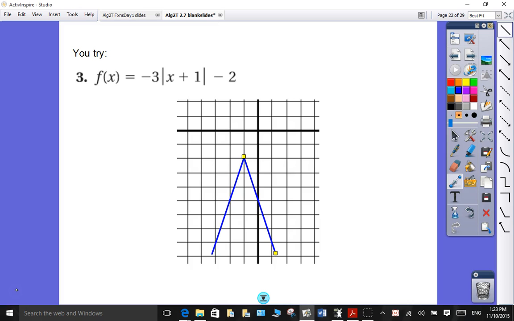So what is the shift with that plus 1? Left 1. What about the minus 2? Down 2. So that's telling us the vertex should be here. Does it open up or down? Down. What's the slope of the sides of the V? 3 and negative 3. -1, -2, right there. It opens down because that's negative, and the sides of the V should have a slope of 3 and -3.